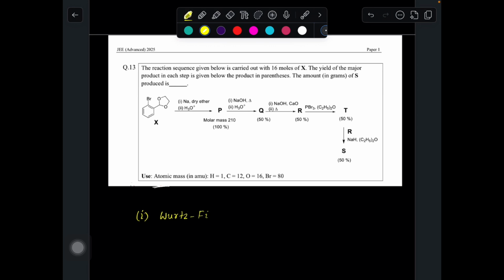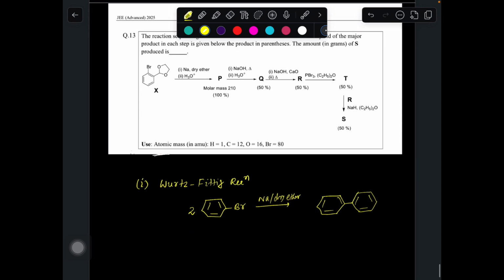So in the first step, we apply the Wurtz-Fittig reaction. It is simply 2 moles of this bromine compound used in the presence of sodium in dry ether. Very important, 2 moles is used. You will get the biphenyl. This is the Wurtz-Fittig reaction.